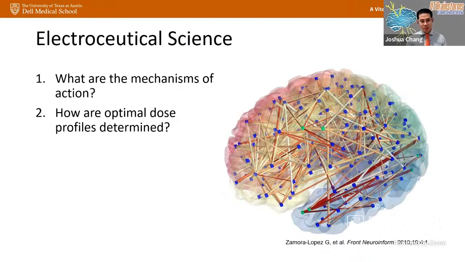And so these are the two areas that I'm going to talk about today. We're going to cover what are some of the mechanisms of action, to better understand, just to conceptualize, why it works. And then the second piece, how do we optimize this for practical patient use? So let me start off with just what are the mechanisms of action.